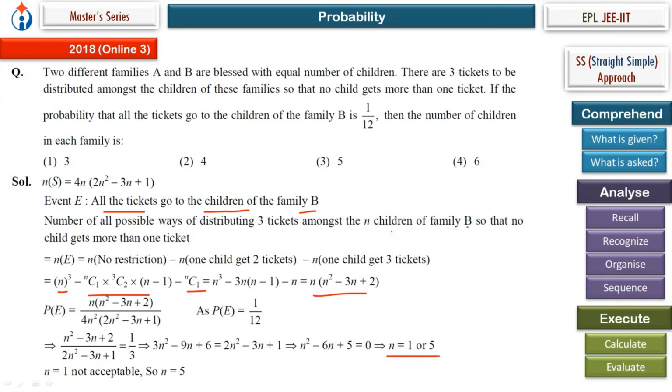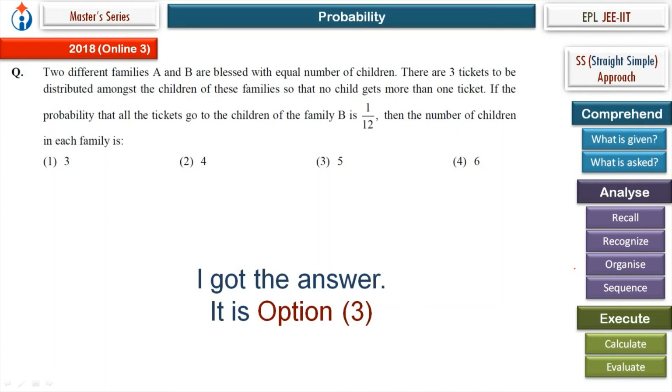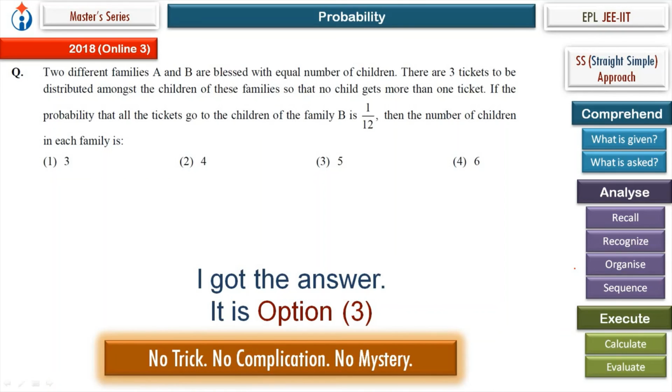And the condition is given that no child gets more than 1 ticket. So in that case, at least 1 child will get more than 1 ticket. So n equal to 1 is not acceptable. Answer is n equal to 5. I got the answer. It is option 3. No trick, no complication, no mystery. That's how you approach.